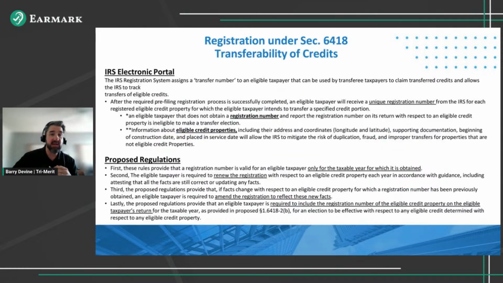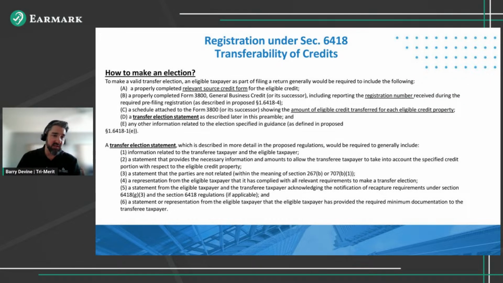So next slide. So electronic portal. The 6418 regs are not final yet. So they have the proposed regs on how to do it, get a registration number, eligible credit properties. You have to go in and put in the latitude and longitude of your asset, right? You got to go in and put all this information. And then the next slide, Brandon, this is all Cliff Notes, take this away.